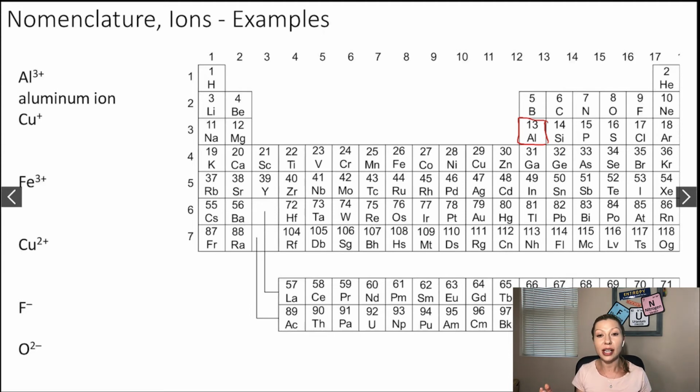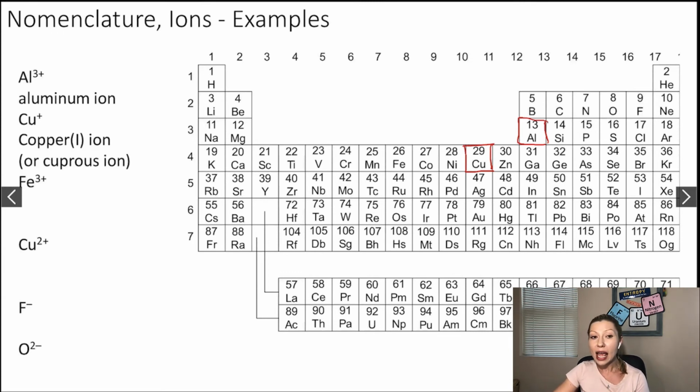Okay, let's move on. Copper+. Where is copper in the periodic table? You find it? So copper is here, element number 29. Is this a transition metal? It is, right? So we know that most of the transition metals can have multiple different charges. So do I need to show the charge as a Roman numeral in the name of this ion? Yes, indeed. So the name of copper+ is going to be copper 1 ion, and it can be also named as cuprous ion.